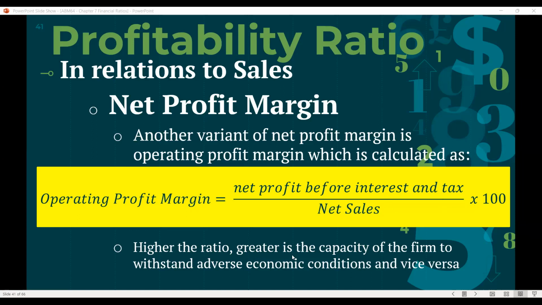So the higher the ratio, the greater the capacity of the firm to withstand adverse economic conditions, and vice versa. So if the ratio is higher, let's say 50% up, that means it can withstand any economic conditions. With its operating profit alone, it can sustain its operation for at least several years or months and so on. So regardless of the economic condition, probably inflation, which then returns to normal, or an economic crisis that happens.